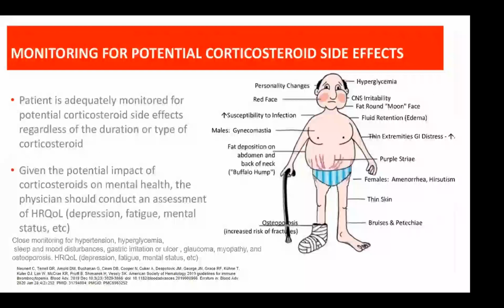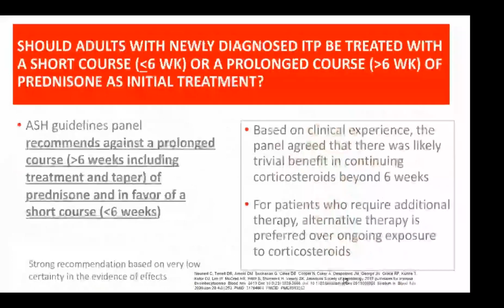You should monitor your patient closely for hypertension, hyperglycemia, sleep and mood disturbances, gastric irritation, glaucoma, myopathy, and impaired quality of life. Should adult patients with newly diagnosed ITP be treated with a short course, less than or equal to 6 weeks, or a prolonged course, more than 6 weeks, of steroid? The ASH guidelines panel recommends against the prolonged use of steroid more than 6 weeks, including the tapering, and favors use of prednisolone with tapering over less than or equal to 6 weeks.